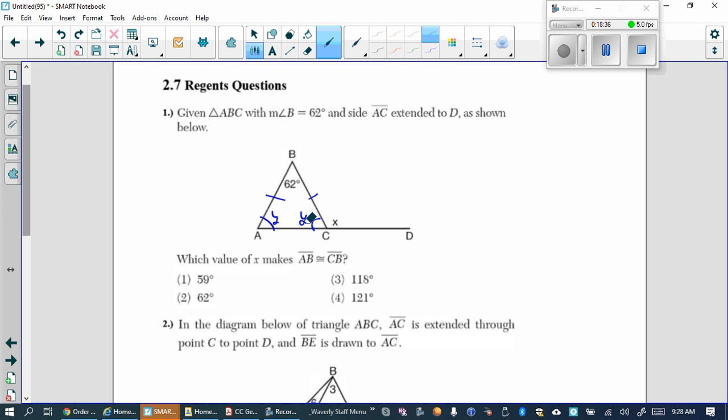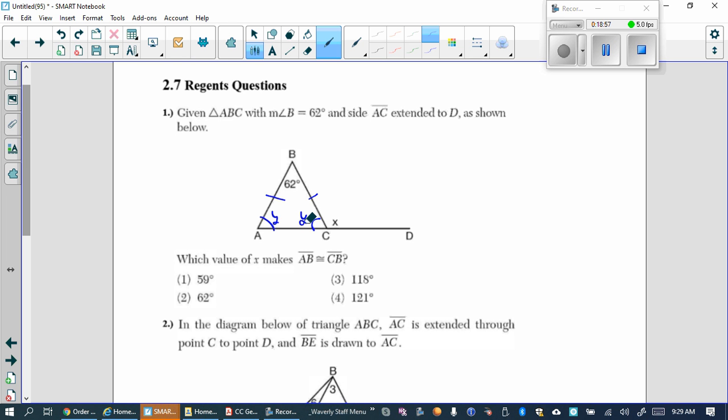I was right. No, which value? Why would we split x? It says what value of x makes. So wouldn't it be 118 because it's those two? It is 118. Question asked. All right, pause. 59. Yes. Exactly. Listen, that's why I'm right.